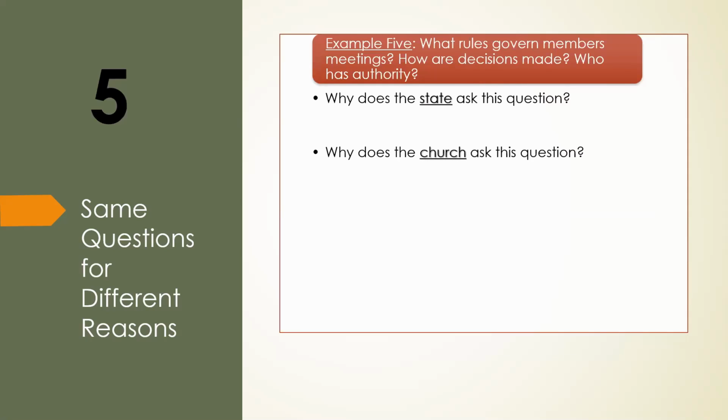And so when we turn to the final example, what rules govern members' meetings? How are decisions made? Who has authority? Well, why does the state ask this? Again, no member can benefit privately, and they want to ensure that there's enough built-in accountability against fraud. But why does the church ask this question?